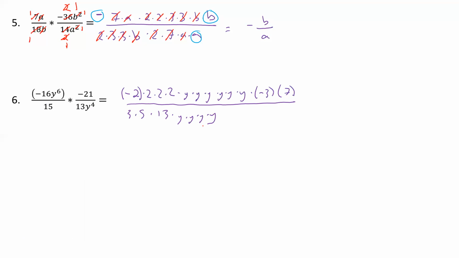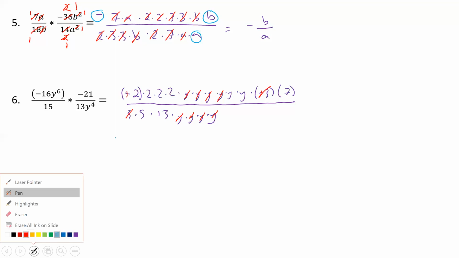Now what can we cancel? Well, we can cancel a y here, a y here, a y here, a y here. Then we have 2's and 3's and 7's. Oh, there's a 3 we can cancel. Now notice we have a negative times a negative. So let's go ahead and make those positive so we don't have to worry about them. Then we can cancel that 3 with that 3. And that's pretty much all we can do.